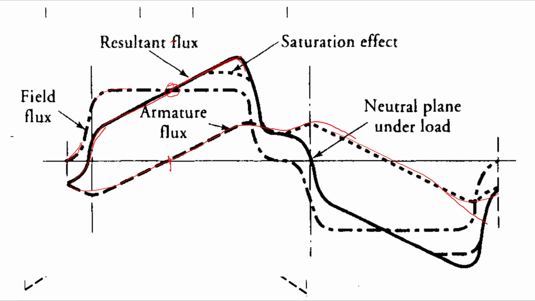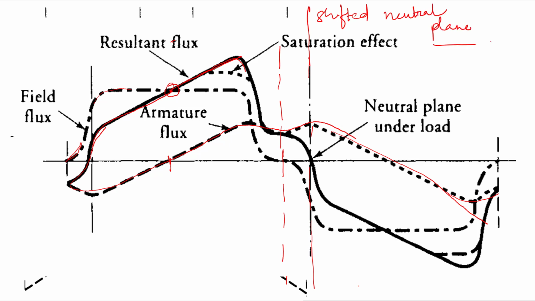Now you can see previously the neutral plane is here, and now the neutral plane has shifted to this point. You can see here, this is the shifted neutral plane. So this is the problem it causes. Because of the shifting of the neutral plane, there are many disadvantages in the machine. So we need to counteract this armature reaction so that the neutral plane should remain intact as before, in the no load condition. So how will we do this?